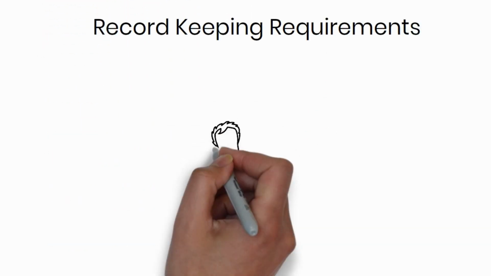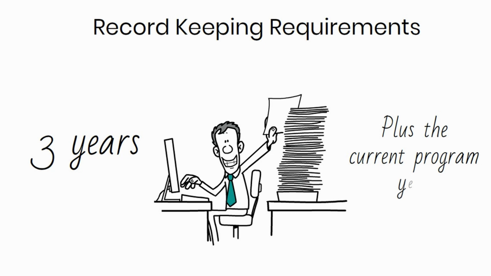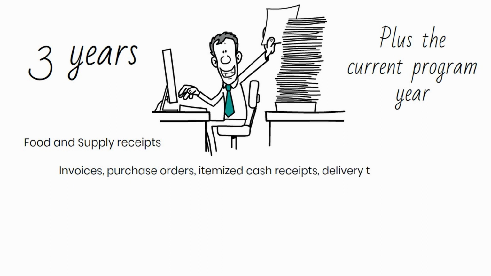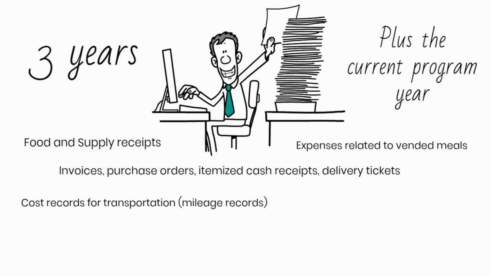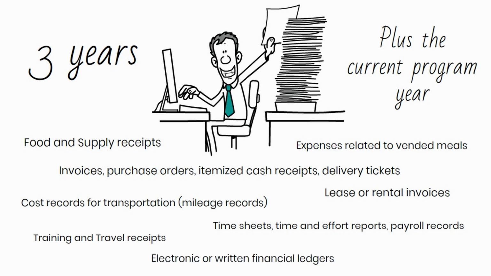Record-keeping requirements. All records to support the budget expenses and revenue must be maintained for 3 years plus the current program year in CACFP. This includes, but is not limited to, food and supply receipts, invoices, purchase orders, itemized cash receipts, delivery tickets, cost records for transportation such as mileage records, expenses related to vended meals, lease or rental invoices, training and travel receipts, timesheets, time and effort reports, and payroll records, electronic or written financial ledgers.